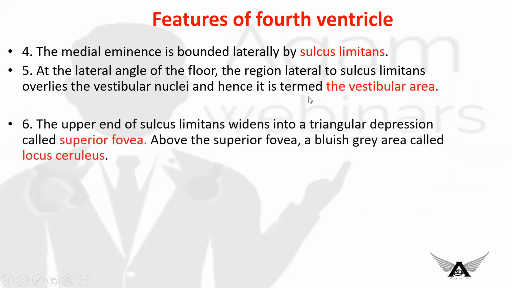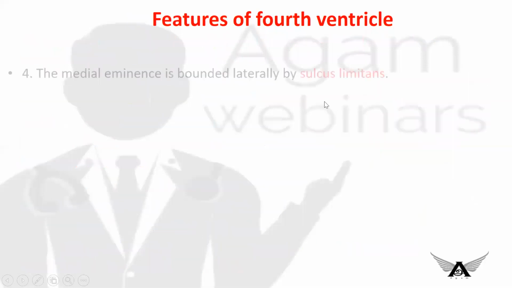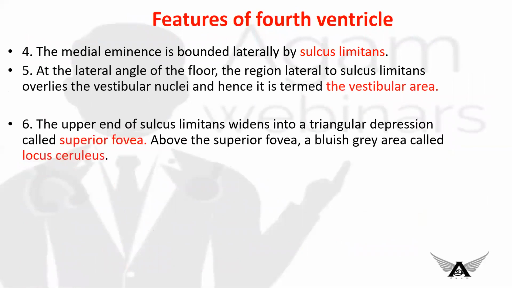Now the upper end of the sulcus limitans widens into a triangular depression called the superior fovea. Above the superior fovea is a bluish gray area called the locus coeruleus. You can see this, the upper end. See this gray thing, a small thing. The upper end of the sulcus limitans extends to the superior fovea. Can you see this? This thing is the superior fovea. Above the superior fovea, a bluish gray area called the locus coeruleus.